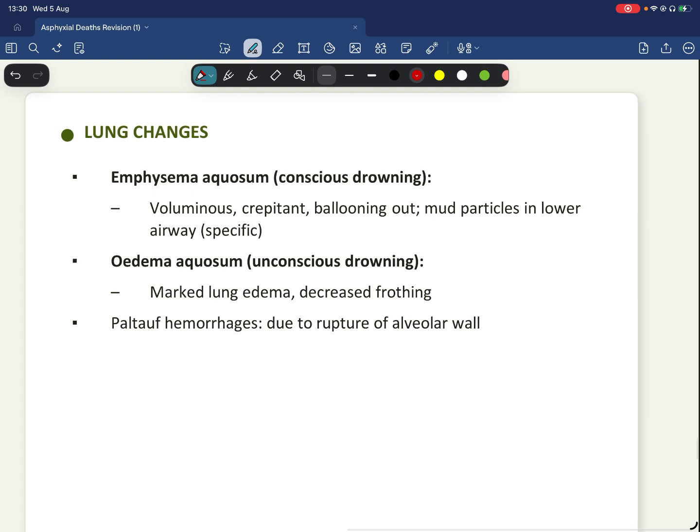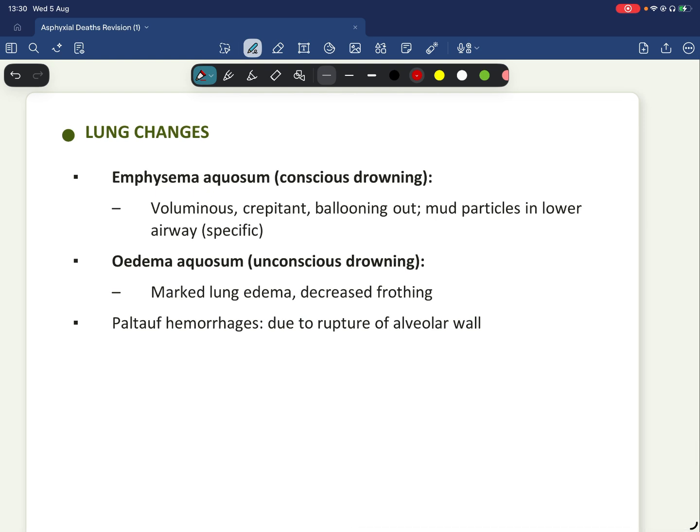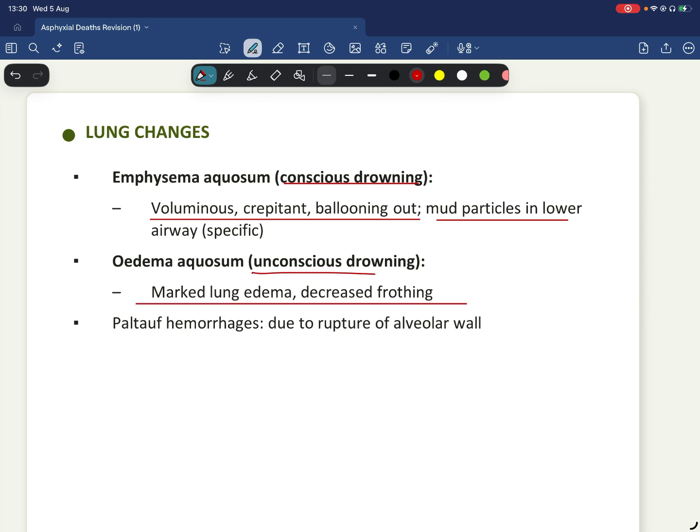Lung changes are seen. Emphysema aquosum is seen in conscious drowning. The lungs appear voluminous, crepitant, and ballooning out, with mud particles in the lower airway. And edema aquosum is marked lung edema and decreased frothing seen in unconscious drowning. Emphysema aquosum is seen in conscious drowning, whereas edema aquosum is seen in unconscious drowning. Paltauf hemorrhages may be seen on the lung due to rupture of the alveolar wall.